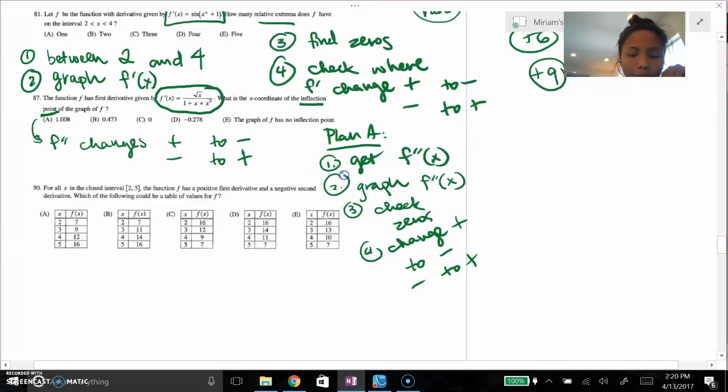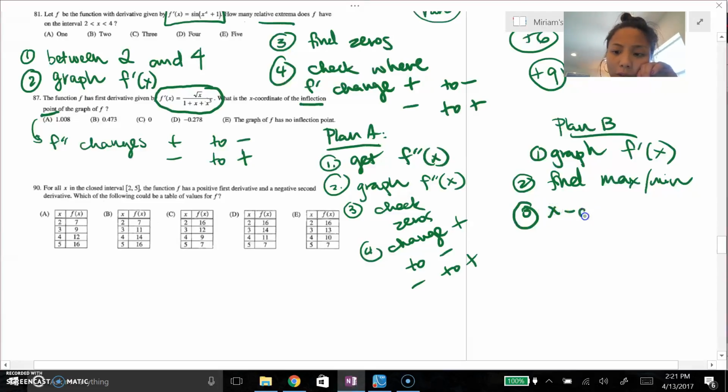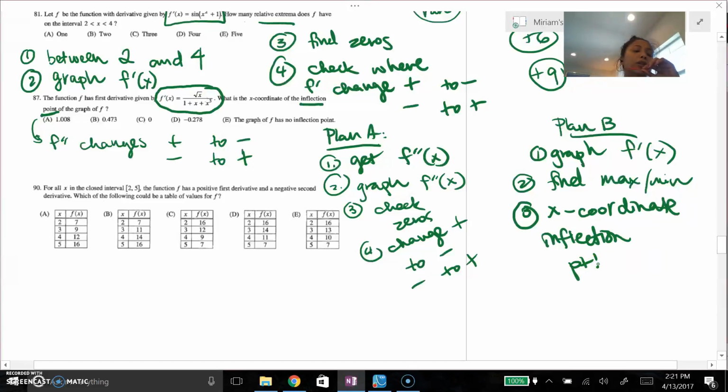Okay? That's plan A. Plan B. Either way, you get the same answer. You can graph f prime of x right away. You can find max or min. Then you can just make sure that you get the x coordinate. Okay? And that's your inflection point. So either way, choose whichever one you want to try, then make sure you check with the person beside you that you guys are in agreement of the answer.